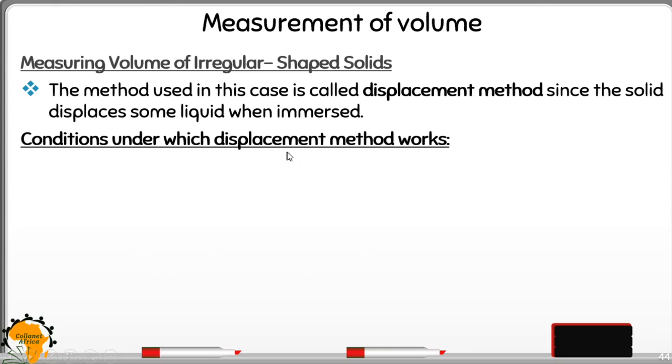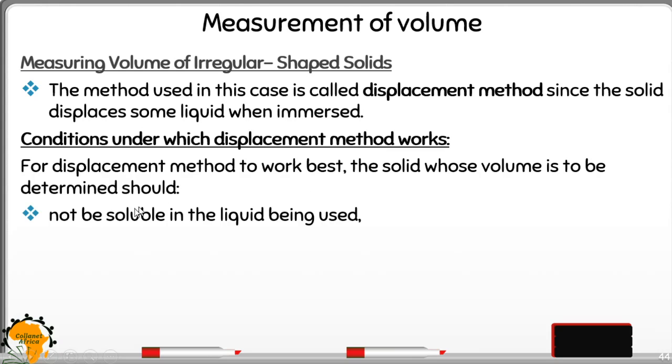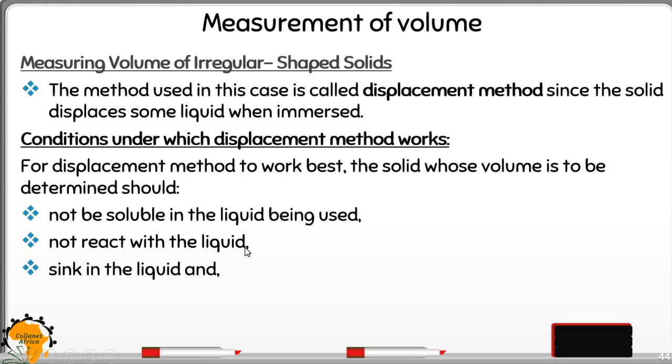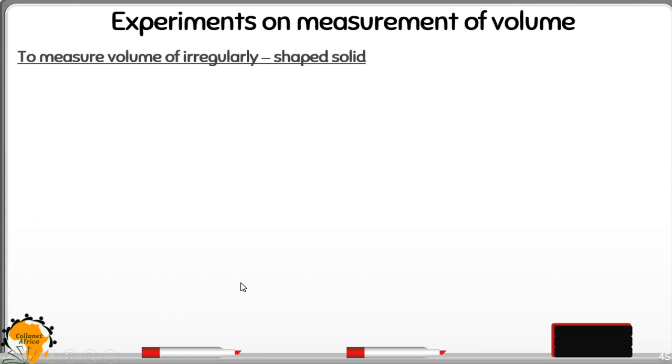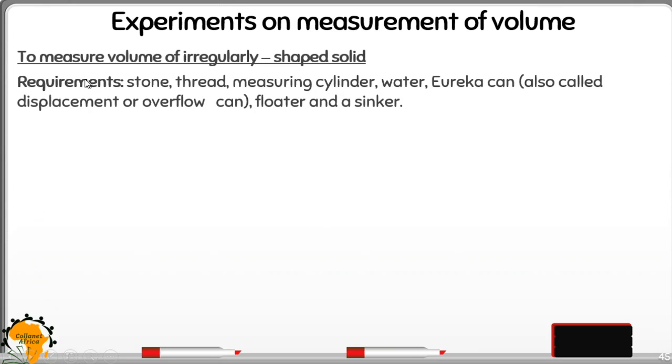So conditions under which displacement method works: one, that solid should not be soluble in the liquid. Then it should not react with the liquid, and that solid should sink, because we want it to be fully submerged so that it can displace some liquid. Therefore, you are able to know the amount of volume that is displaced. So it must sink. Then it should not absorb the liquid. We proceed to methods. We have one, the requirements.